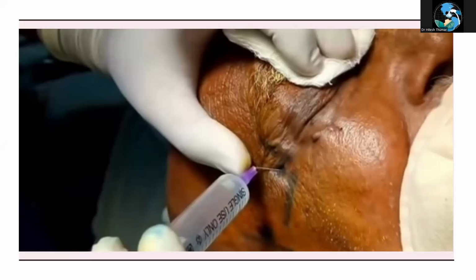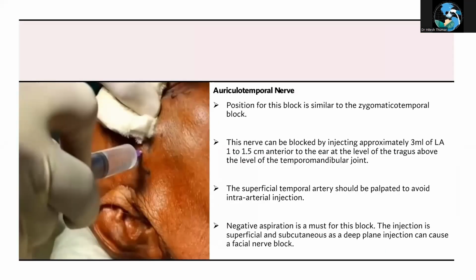Coming to the auriculotemporal nerve, you must feel the temporal artery, and 1 centimeter medial to the temporal artery, go perpendicularly and hit the bone. The auriculotemporal nerve is present posterior to the temporal artery. So when you hit the bone, redirect the needle posterior to the temporal artery and deposit 2 to 3 ml of local anesthesia. Before depositing, aspirate. Negative aspiration is a must in this injection, because the temporal artery is very near to the auriculotemporal nerve.